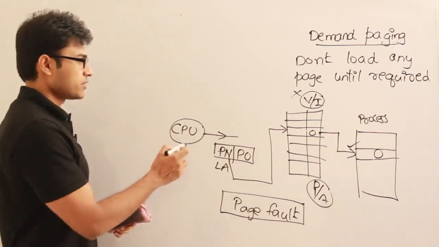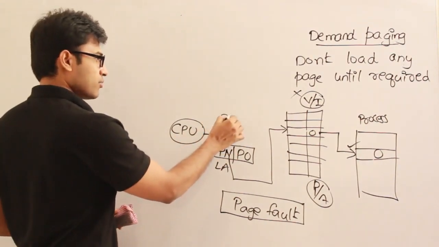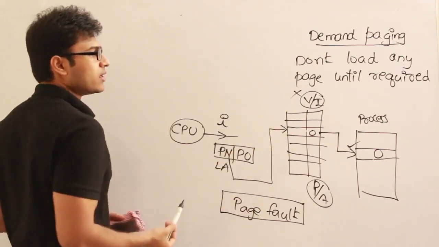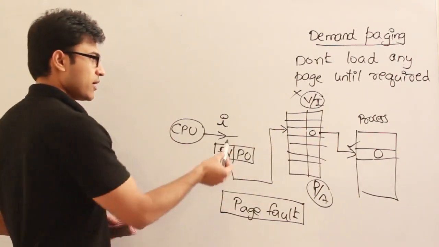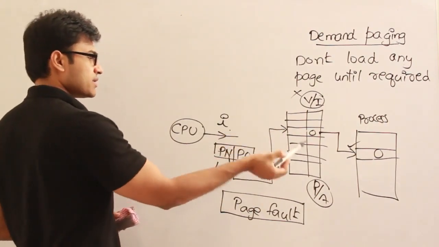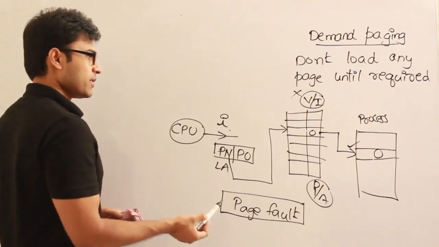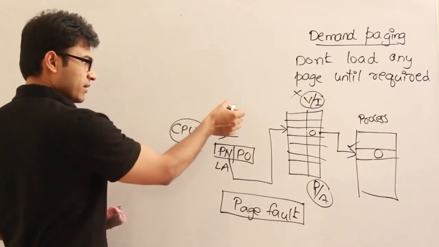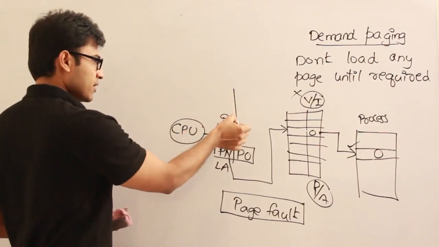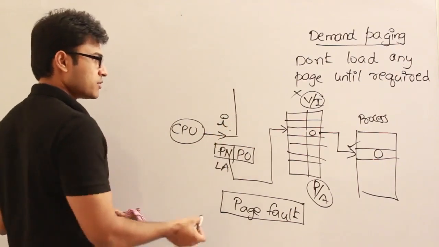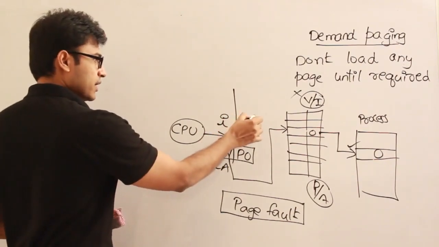Let us say instruction I of some process has generated the trap, which means it tried to access a page which is not present in the main memory. Then what happens? Then exactly at that instruction I, this particular process will be stopped, and the operating system will take over.